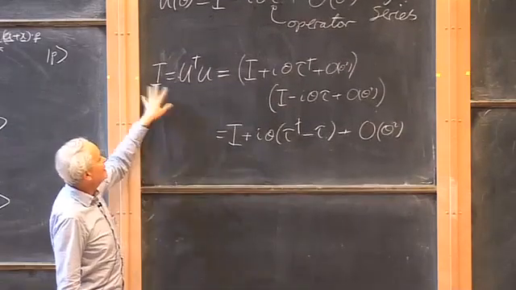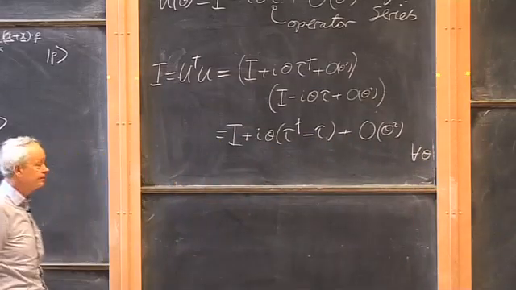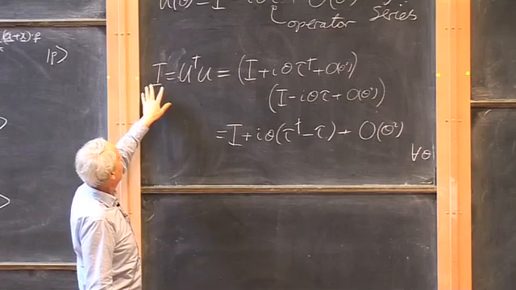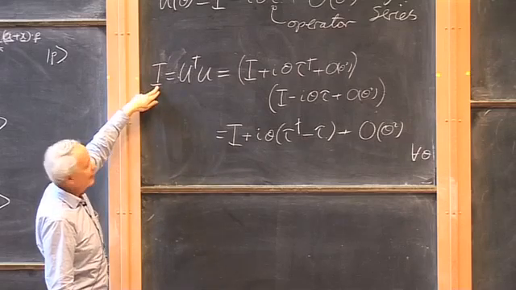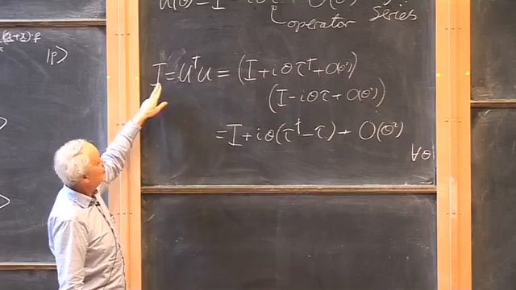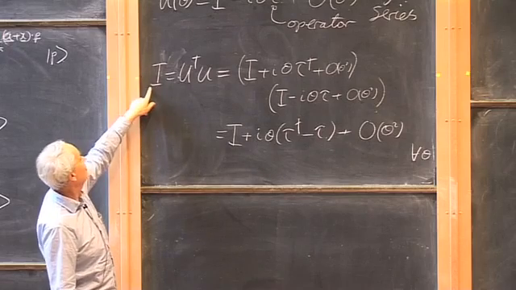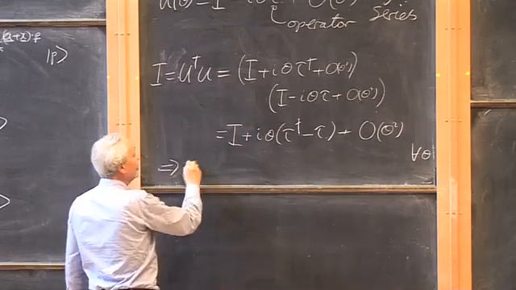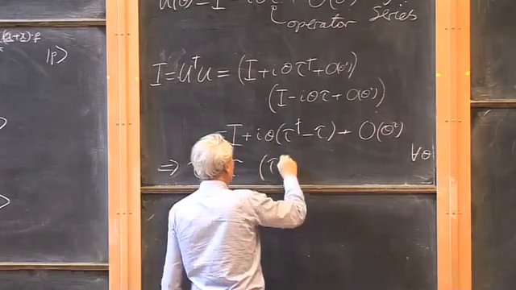So this is supposed to be true for all theta. Doesn't matter what theta we take. If it's going to be true for all theta, then we can equate powers of theta on both sides. So the coefficient of theta to the naught, namely the identity, should be the same on both sides. Well, it is. That's a relief. The coefficient of theta to the first power should be the same on both sides. On this side of the equation, the coefficient of theta to the first power is nothing, so it had better be nothing on this side too. So this implies that tau dagger is equal to tau. That is to say, tau is Hermitian.